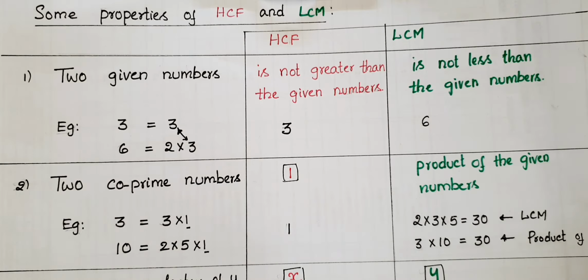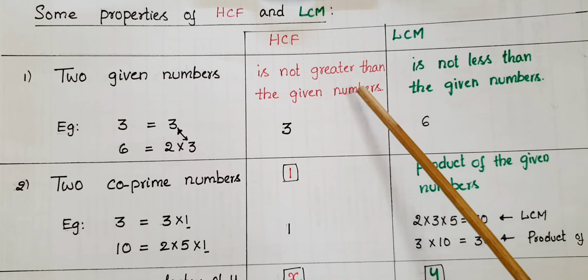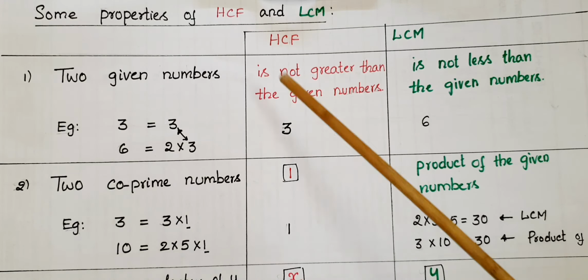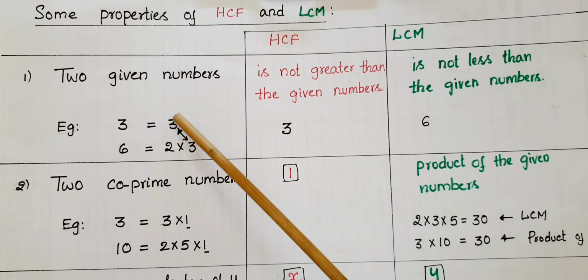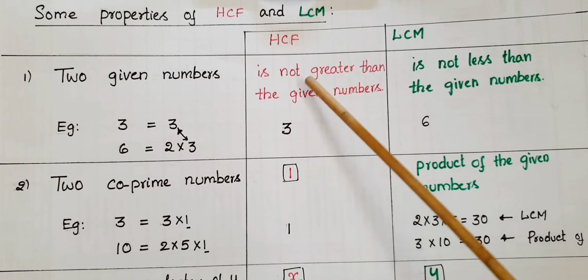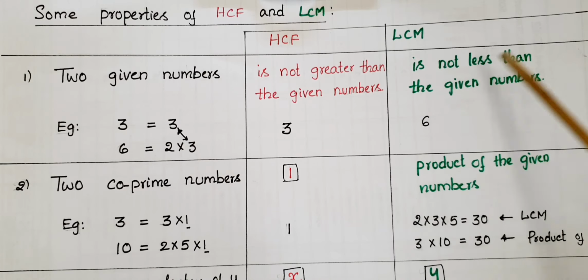Now I am going to tell some properties of HCF and LCM. The first one is the HCF of two given numbers is not greater than the given numbers. For example, if you take 3 and 6, the HCF of 3 and 6 is 3, because here the common factor is 3, so HCF is 3. So it is not greater than the given numbers, and LCM is not less than the given numbers.